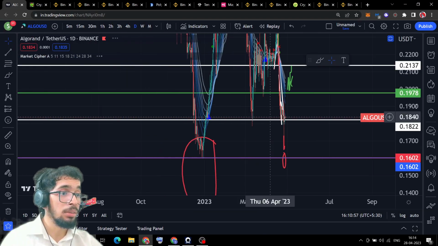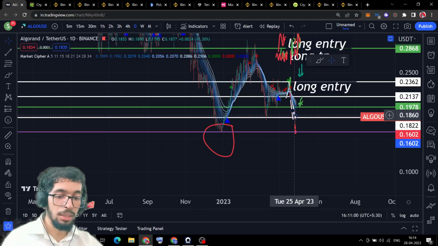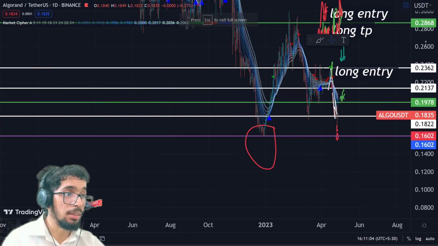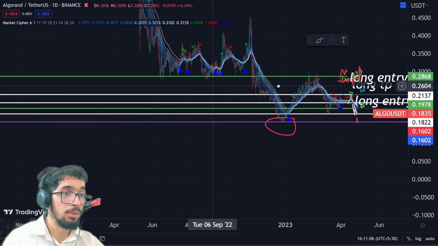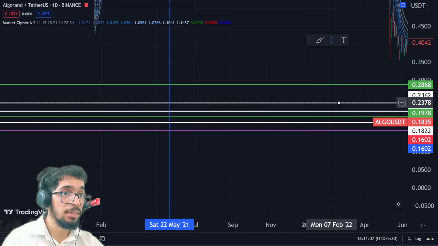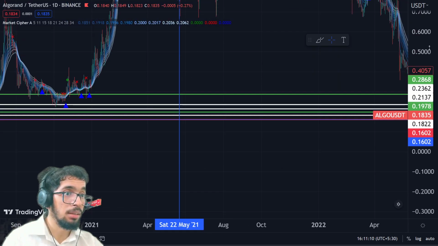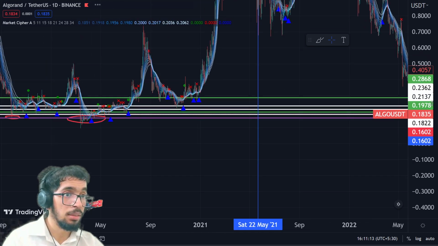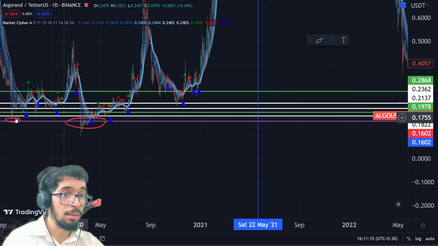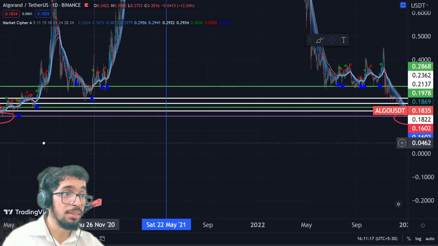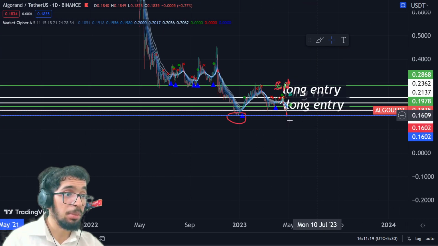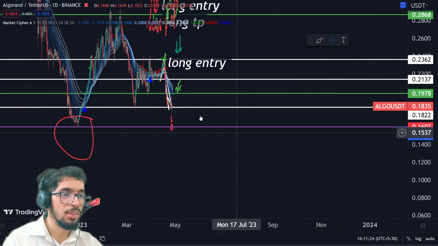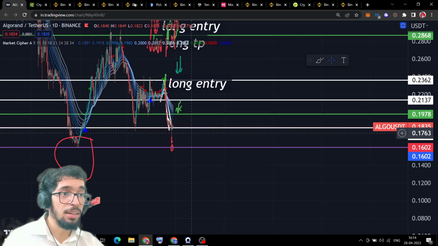On the daily, you see that here one time it touched right there, then here is the second time, and here's the third time. So this is the third, and maybe the fourth time it touches, we need to buy. Obviously we need to buy. Okay, so that's the Algorand chart.